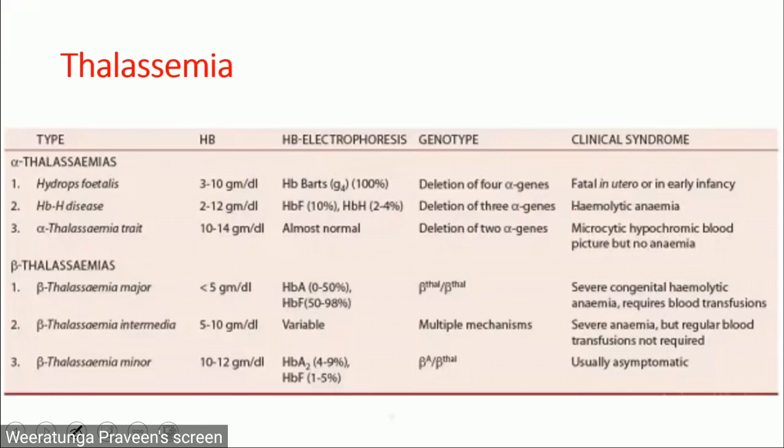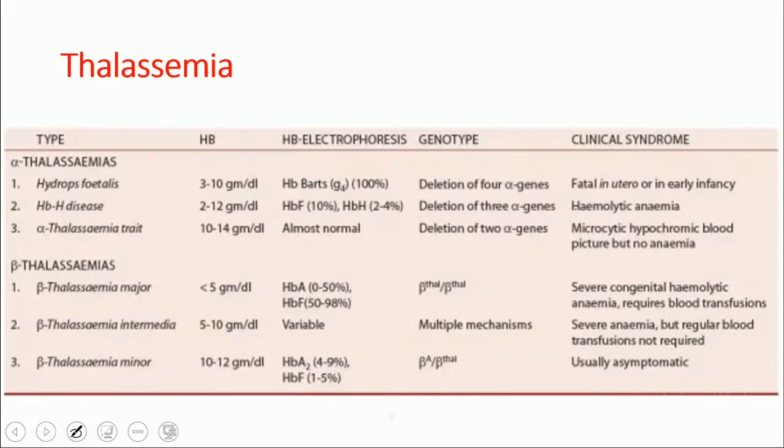Right. Now, for beta thalassemia, we have beta thalassemia major, thalassemia intermedia, and thalassemia minor. Now, remember, of these three, thalassemia intermedia can sometimes present for the very first time in adults. They come with anemia and you need blood transfusions.